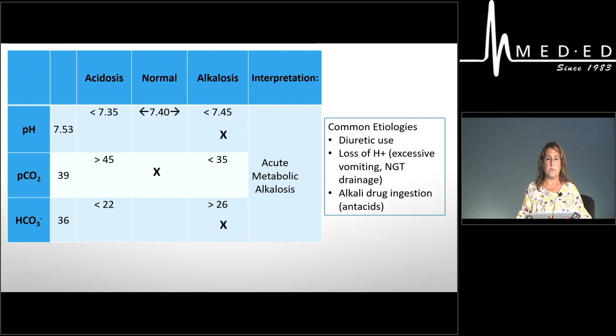Things that cause acute metabolic alkalosis include diuretic use, loss of hydrogen ions through NG tube drainage or excessive vomiting, maybe the ingestion of alkali drugs like antacids. Hypokalemia can also cause it. So again, keep these in mind as etiologies for your blood gas problem if you see that abnormality.